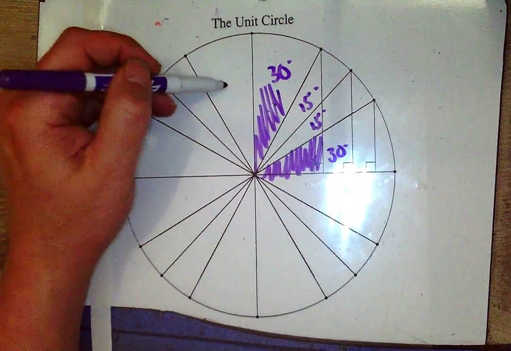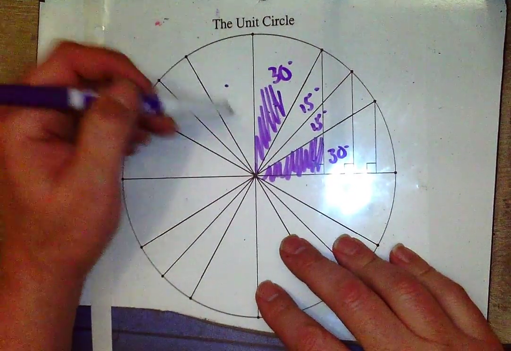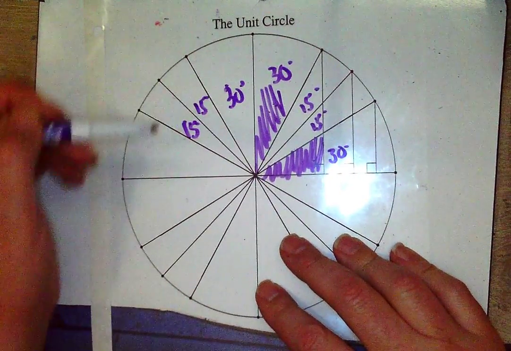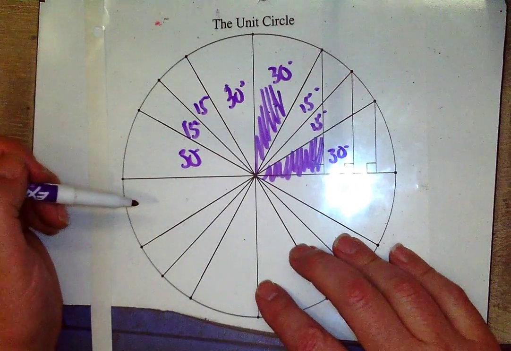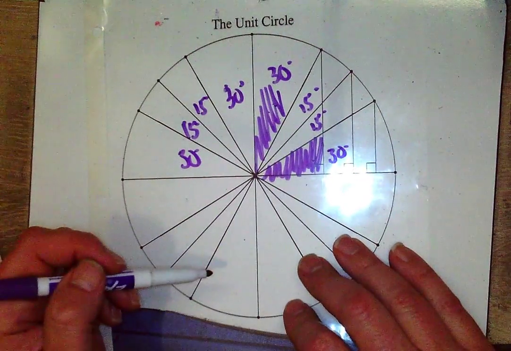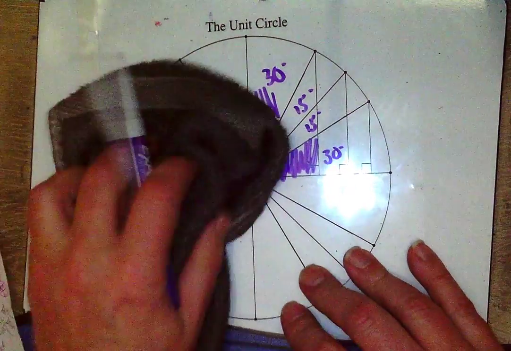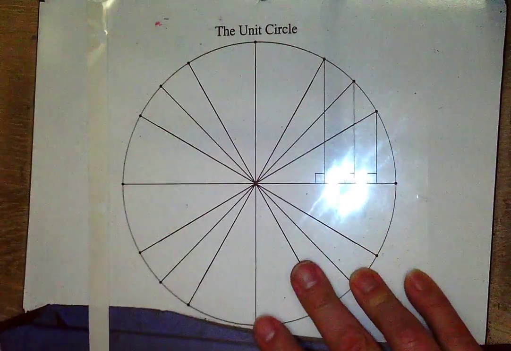And again, this wedge here, that's 30 degrees. And here's 15, and 15, and 30. And I can just sort of keep doing that pattern all the way around. And that's really nice and convenient. And here's what I want to do with that knowledge.